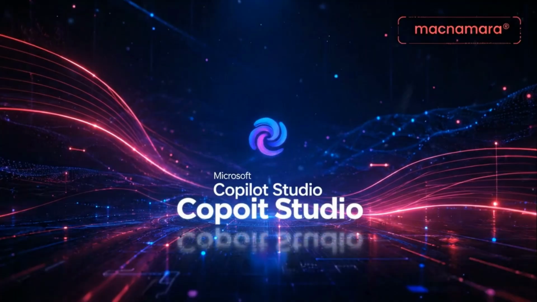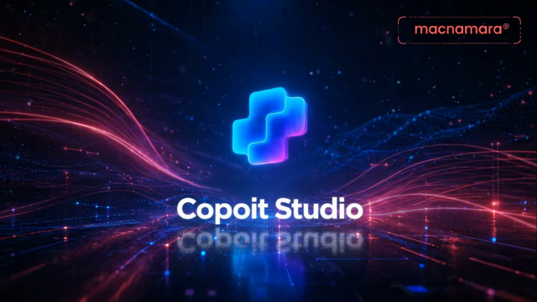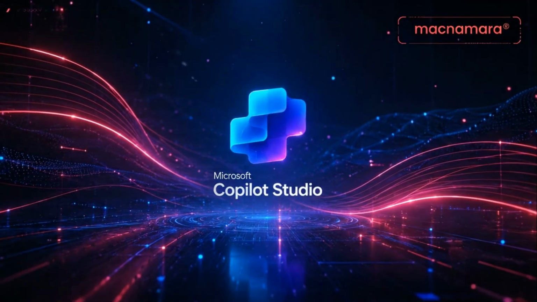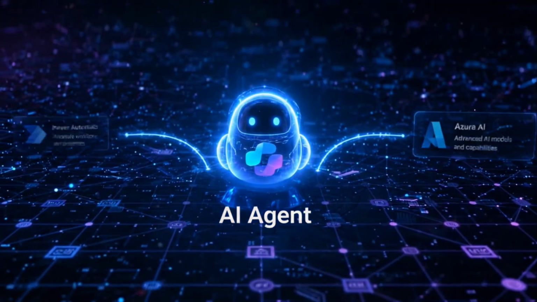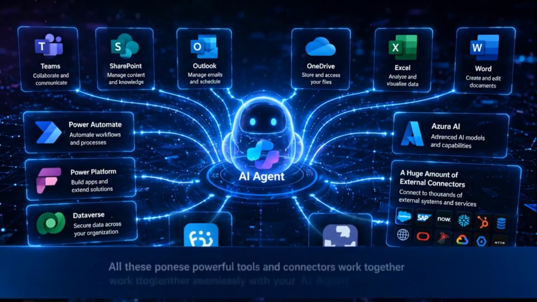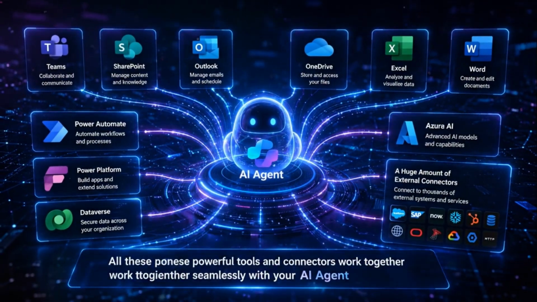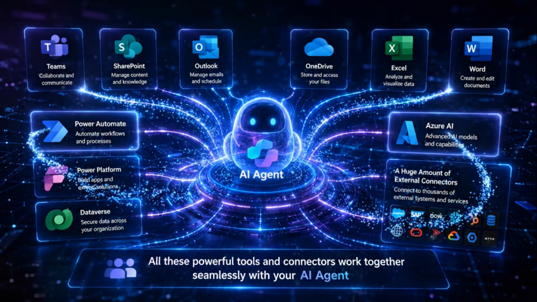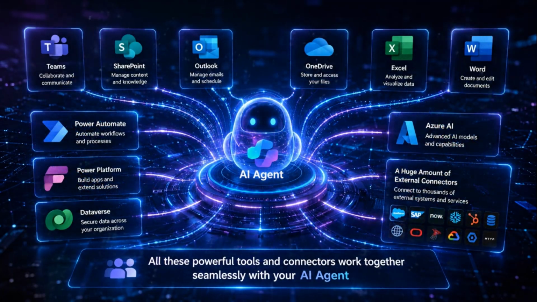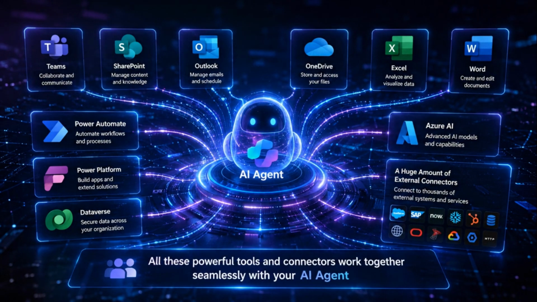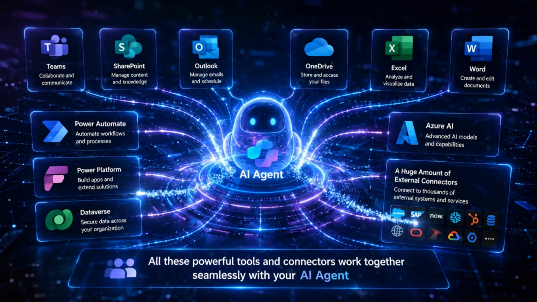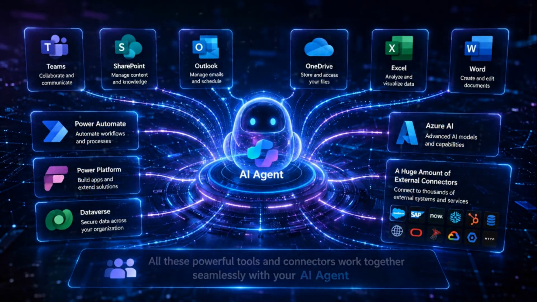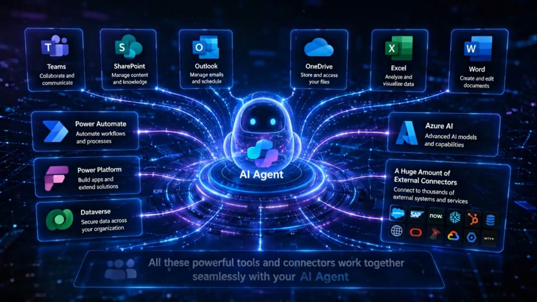And one of the biggest advantages is how deeply integrated Copilot Studio is with the entire Microsoft ecosystem, which means Teams, SharePoint, Outlook, OneDrive, Excel, Word, Power Automate, Power Platform, Dataverse, Azure AI, and a huge amount of external connectors can all work together with your AI agent. And because of that, the agent doesn't just answer questions, it can actually perform tasks.